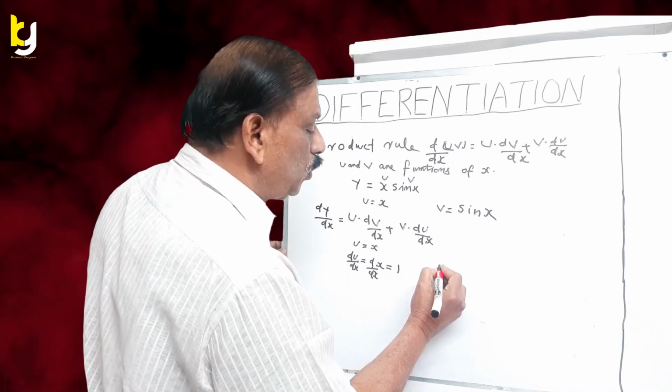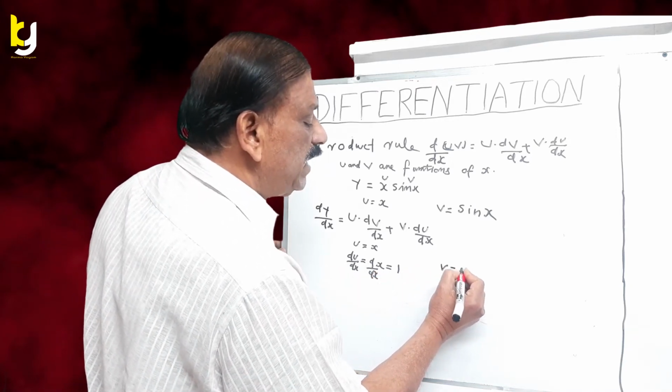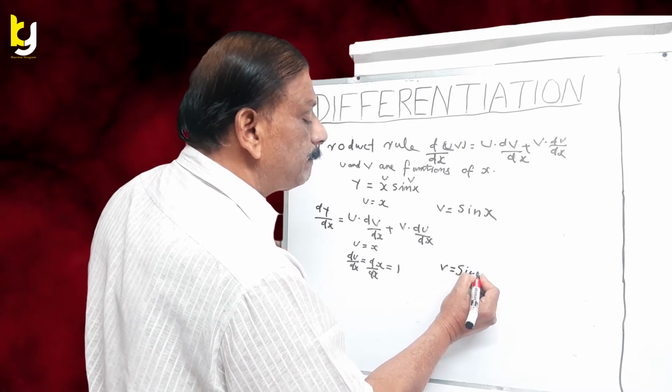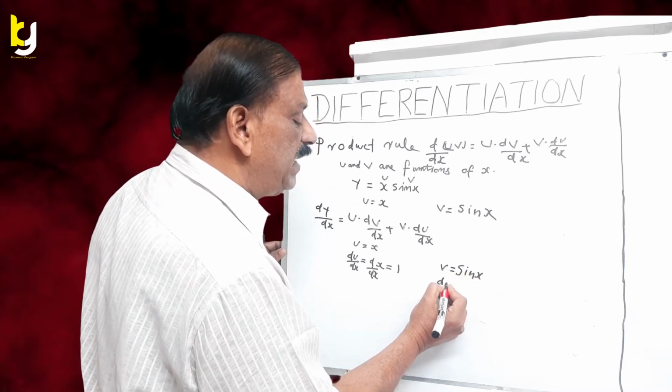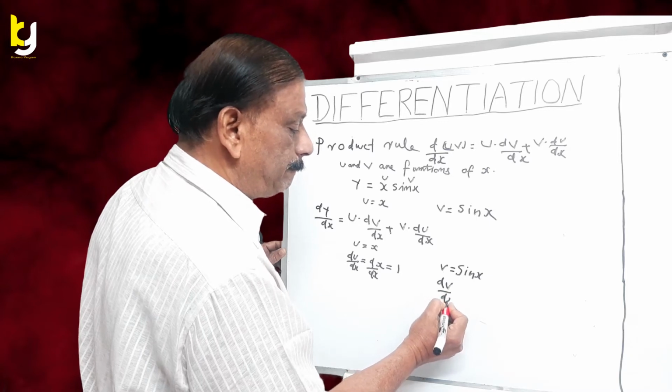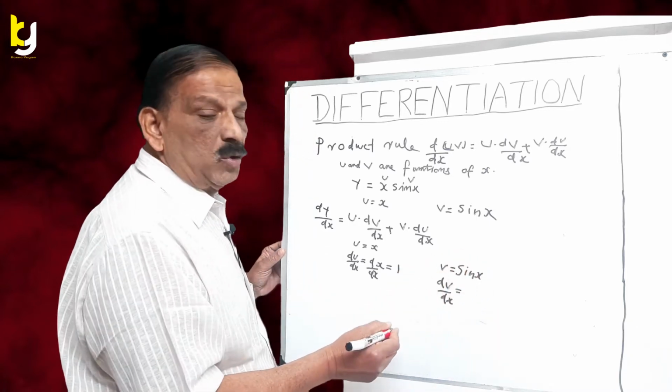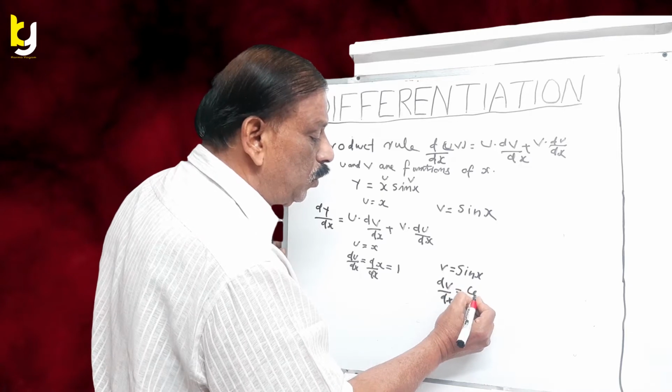Then v is equal to sin x. Therefore dv by dx, d by dx of sin x equal to cos x. dv by dx equal to cos x.